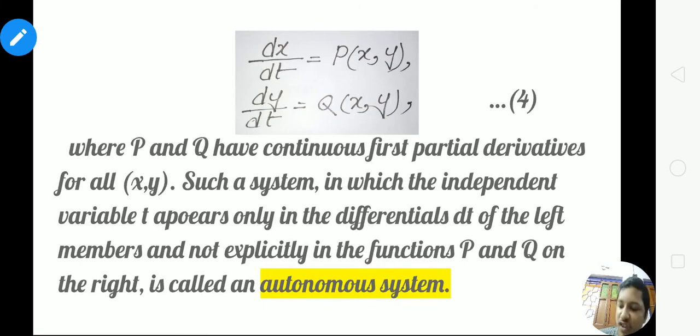So what is an autonomous system? A system of equations of the form dx/dt = P(x, y), dy/dt = Q(x, y), where P and Q are continuous and have continuous first order partial derivatives, is called an autonomous system.